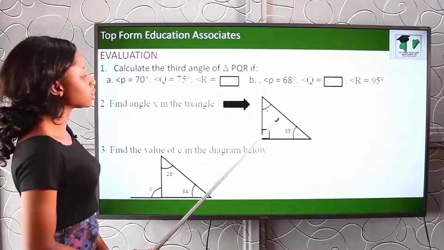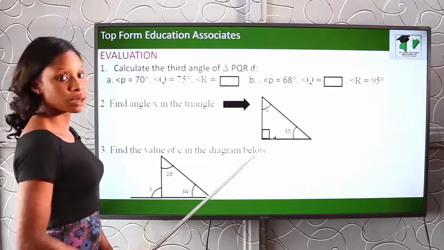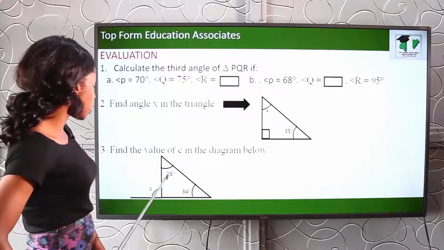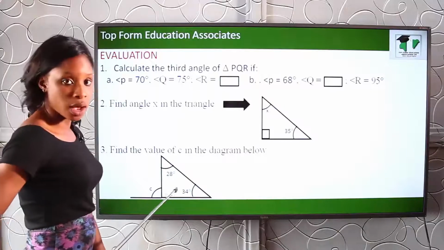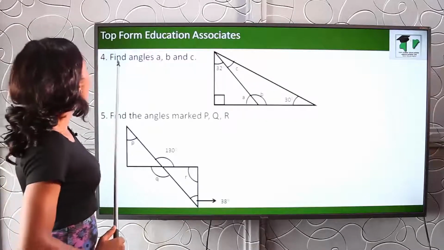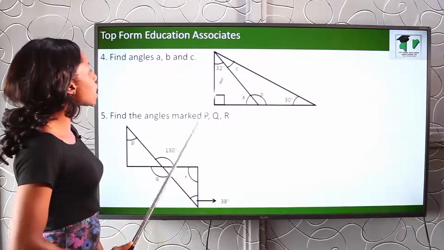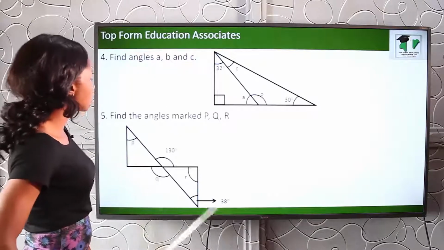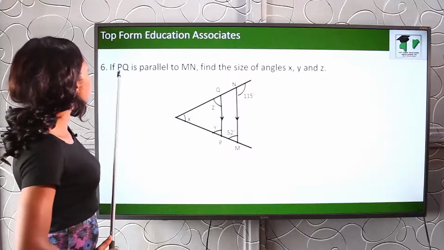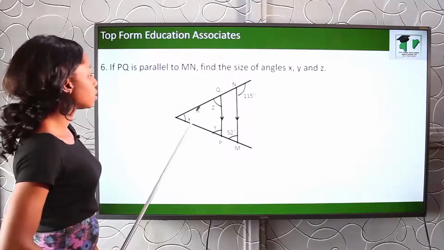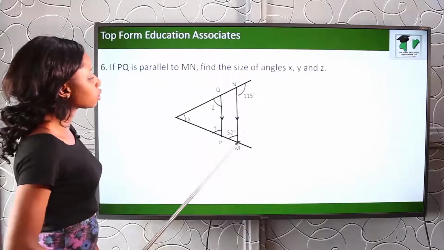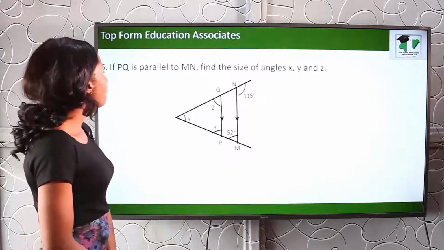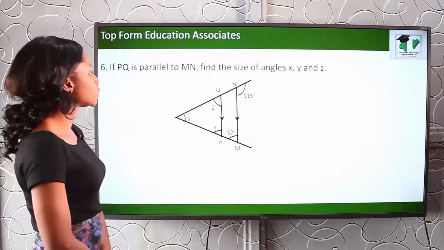Number 2, we're asked to find X in this triangle. This is the right angle triangle. We have to find the value of X. Number 3, we have to find the value of C in this diagram. C is an exterior angle, so you know what to do. Number 4, we're asked to find the values of angle A, B, and C. Number 5, find the angles marked P, Q, and R. Number 6, if PQ is parallel to MN, find the sizes of angles X, Y, and Z. I'm going to give us a few minutes to do these evaluations.